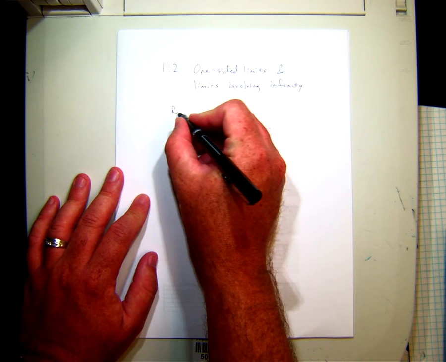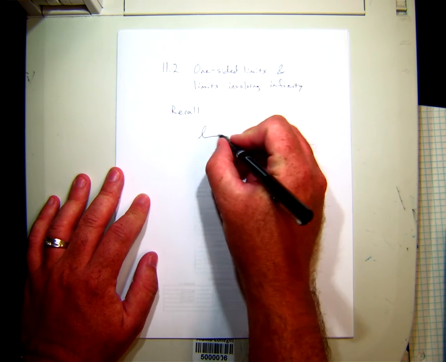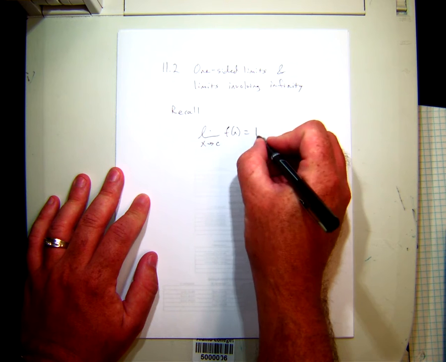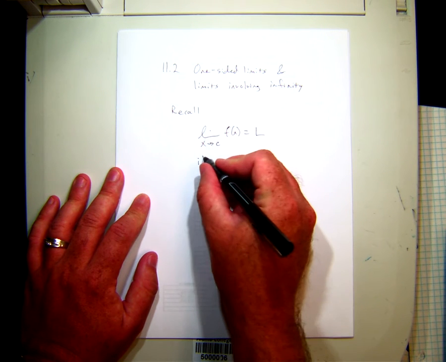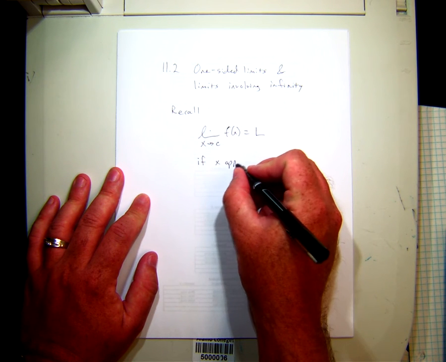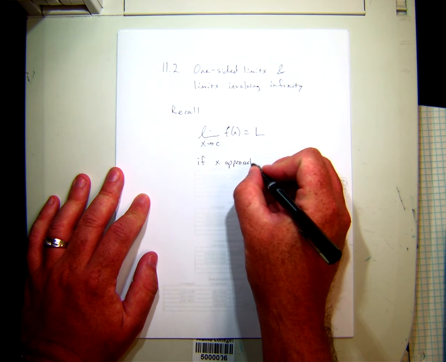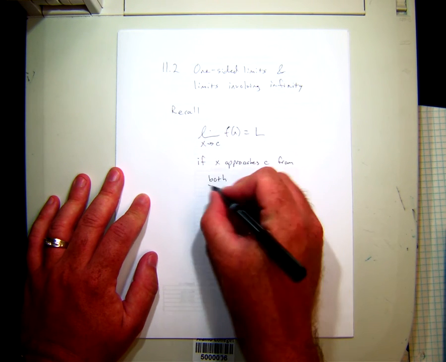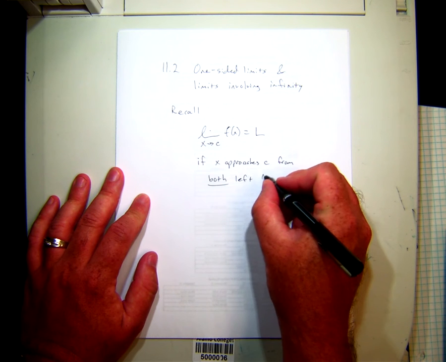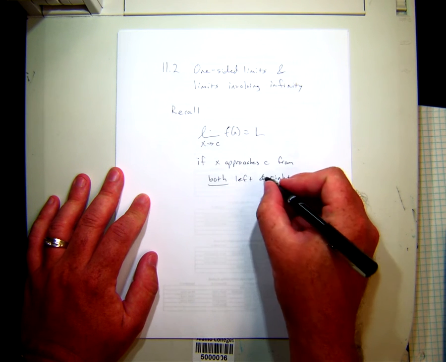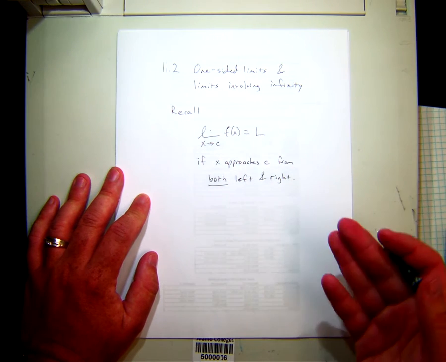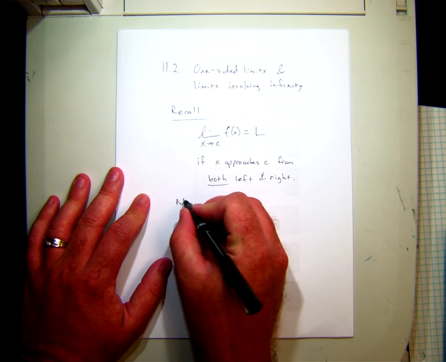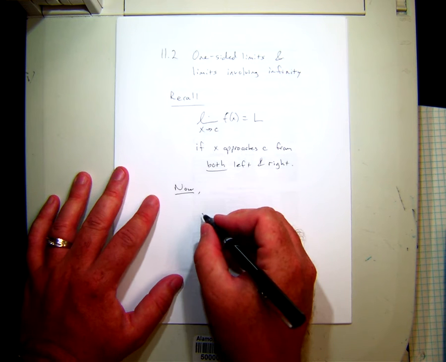So recall from last time, we said the limit as x approaches c equals the number if x approaches c from both the left and the right. But sometimes that's not what's happening. So now we have this situation.